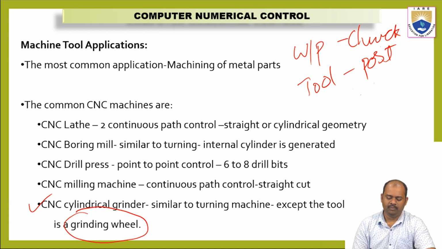So if we replace the tool in a turning operation, like in a CNC machine, with a grinding wheel, we can simply use the CNC lathe machine also. It can be converted into a cylindrical grinder. So this operation is very similar to a turning machine. Now we'll see the next slide.